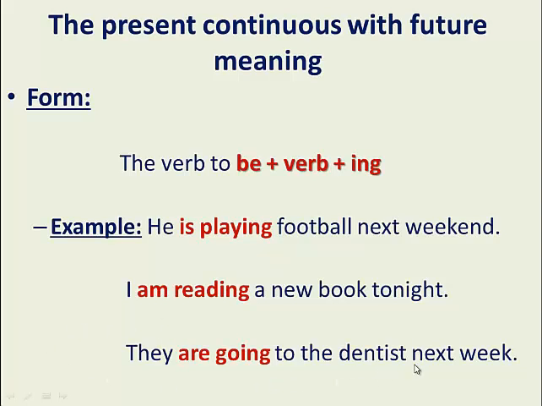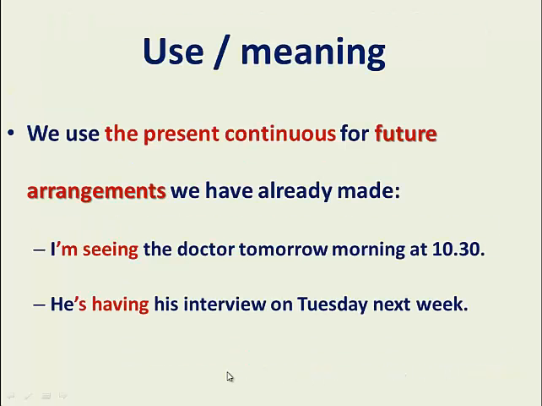They are going to the dentist next week. We use the present continuous for future arrangements we have already made. I am seeing the doctor tomorrow morning at 10:30. It means that I called the doctor and I made an appointment to go and see the doctor tomorrow. So I'm seeing the doctor tomorrow morning at 10:30. He's having his interview on Tuesday next week.